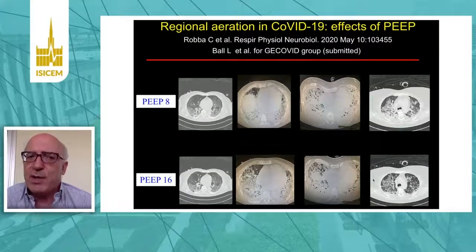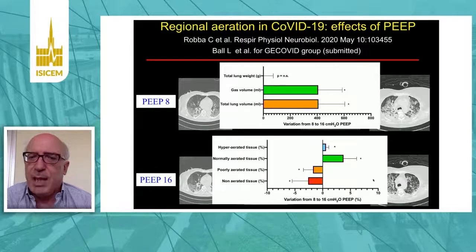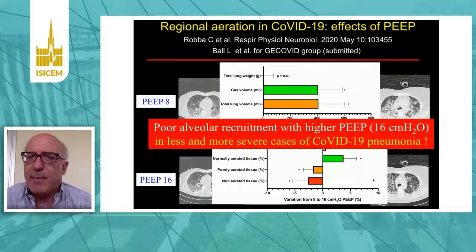We look also at the effects of PEEP from PEEP 8 to 16, as you can see here. We found that the increase in gas volume was around 400 milliliters, and total lung volume very similar. Interestingly, we did not find any major recruitment, less than 2%, when we applied PEEP from 8 to 16, with an increase only in normally aerated tissue and in hyperinflation. So poor recruitment with higher PEEP, 16 centimeters of water, was observed in less and more severe cases of COVID-19 pneumonia.